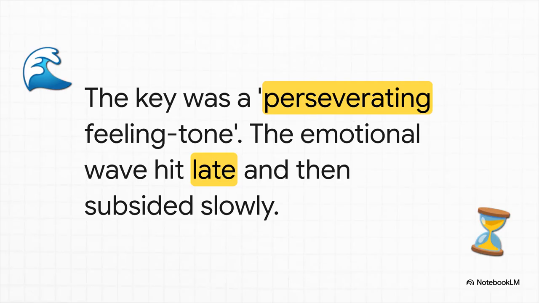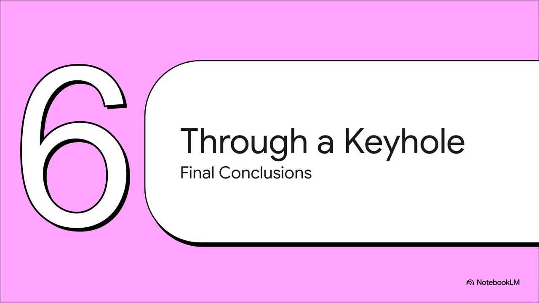This was the big aha moment. The researcher gave it a name, a perseverating feeling tone, basically a lingering emotional state. This was it, a quantifiable, objective signature of how emotion was processed differently in this one patient's mind, hitting late and then fading away very, very slowly. So let's pull back for a second. What's the real takeaway here? What's the lasting significance of this one incredibly detailed look into one man's mind from over a century ago?